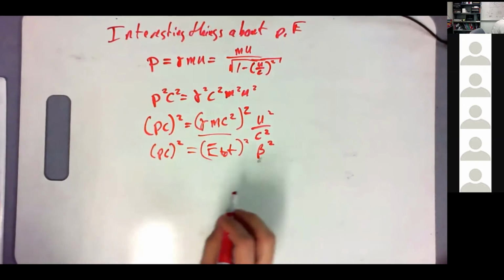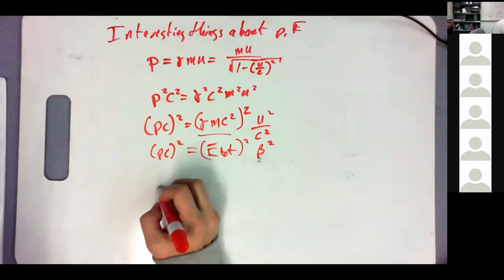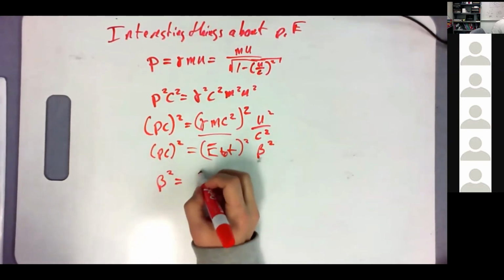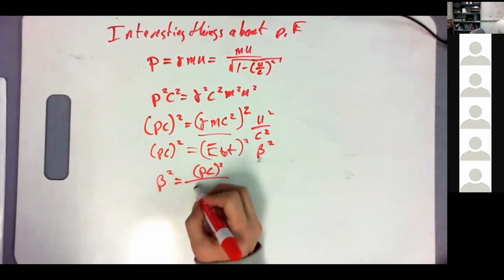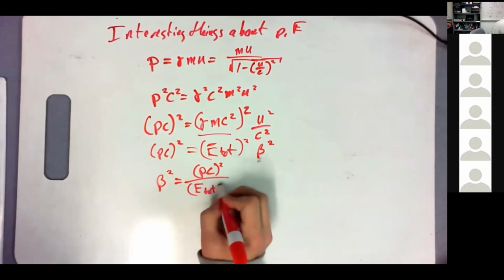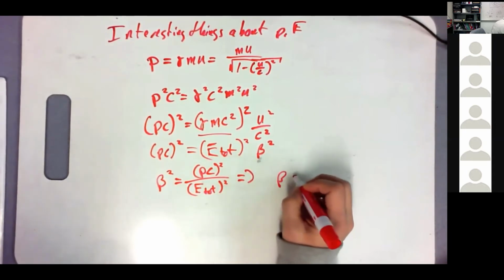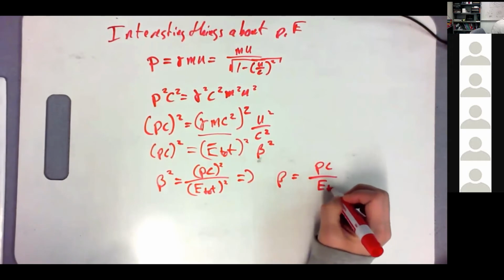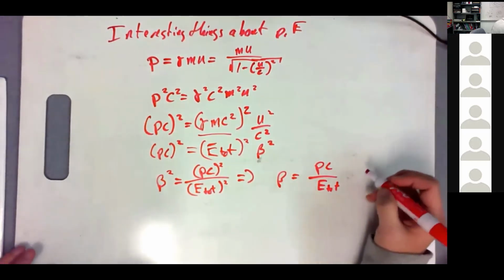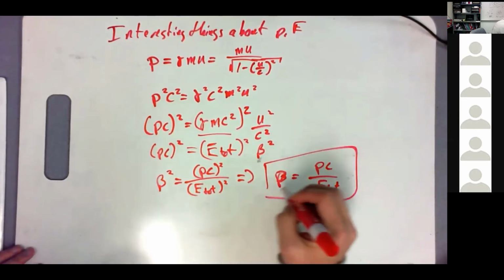So this is fun. We've got now an equation for beta. Let's solve this for beta squared. Beta squared equals momentum times c squared divided by the total energy squared. We can square root everything and we get beta equals momentum times c over the total energy. This is a useful equation for beta.